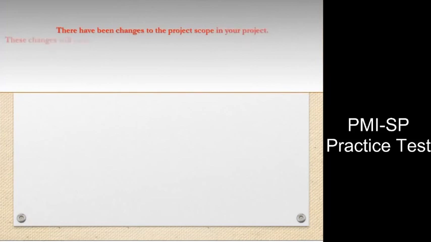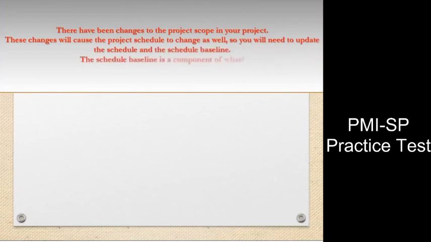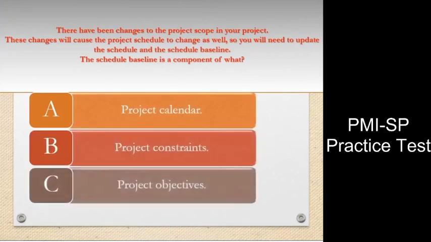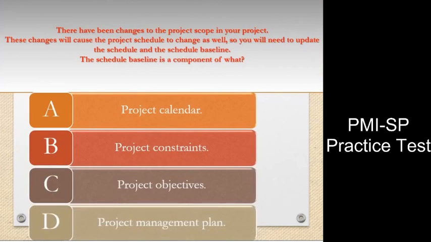Question: There have been changes to the project scope in your project. These changes will cause the project schedule to change as well, so you will need to update the schedule and the schedule baseline. The schedule baseline is a component of what? A. Project calendar, B. Project constraints, C. Project objectives, D. Project management plan.